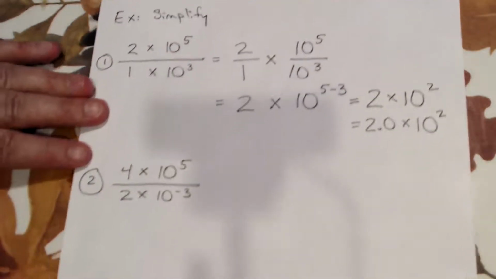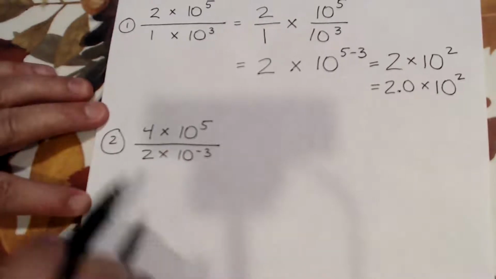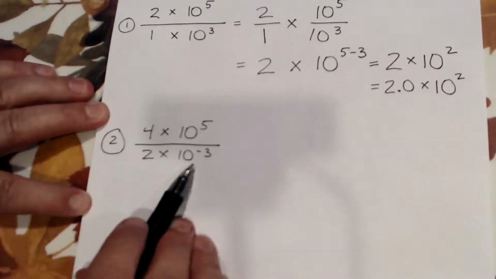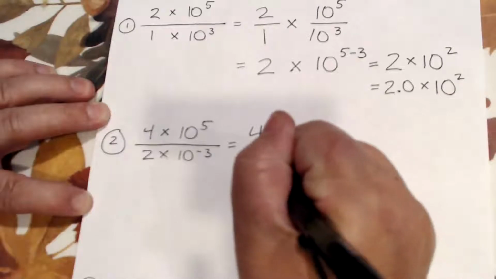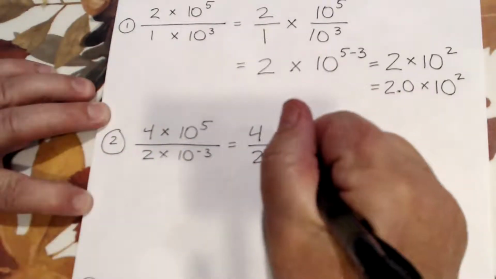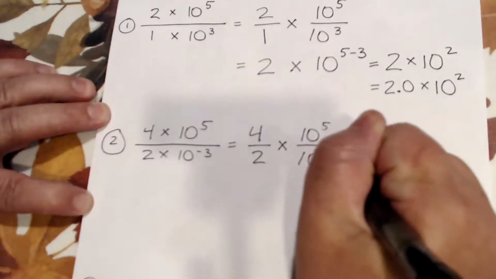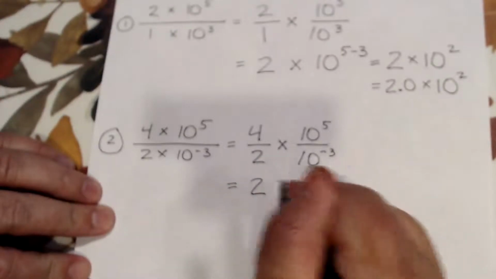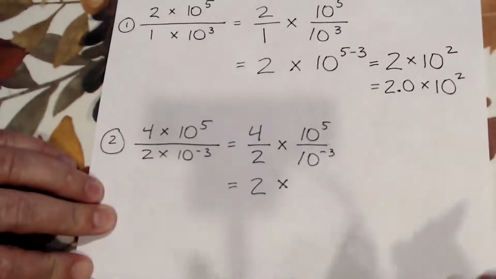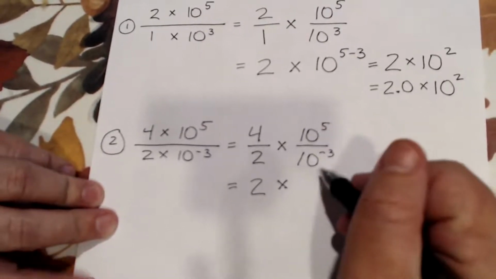So the next problem, a little bit more complicated, but the same situation. We've got two numbers in scientific notation. And what I'm going to do is split up the first part, the 4 and the 2, and separate that from the 10 to the 5th all over the 10 to the negative 3. The 4 over 2 reduces to 2. Obviously, I like 2's tonight. And then the 10 to the 5th over 10 to the negative 3rd. I'm going to go ahead and simplify that.